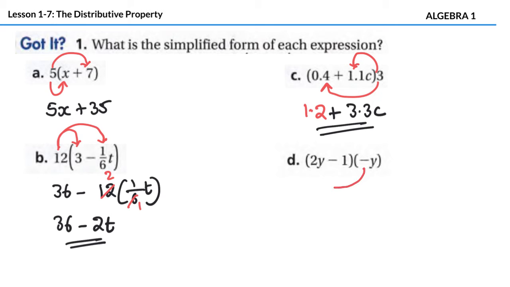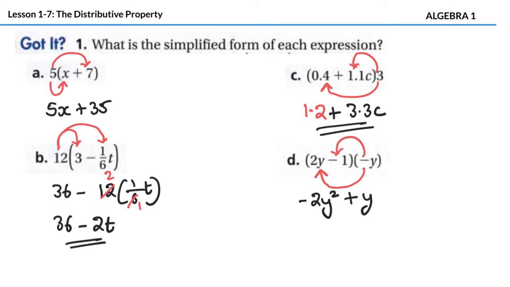Negative y times 2y. How much is it going to be? It's going to be negative 2y squared, because y times y is y squared. Then you have negative y times negative 1. What is it? Negative times negative, positive. 1 times y is y.